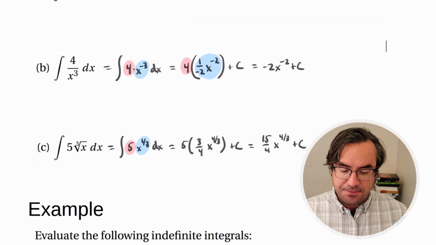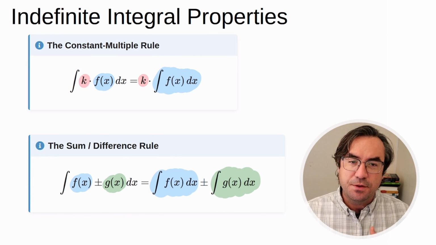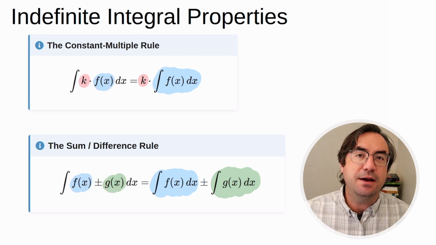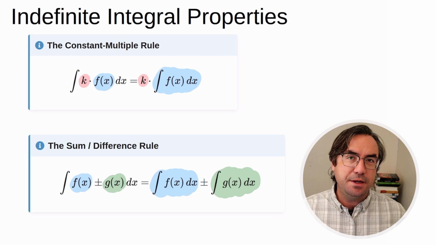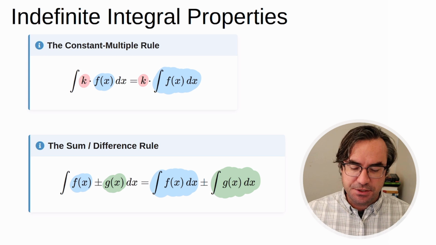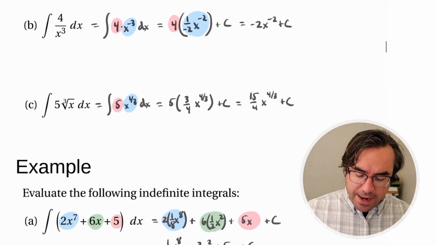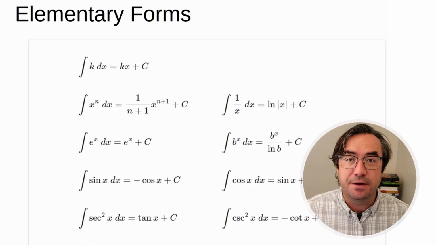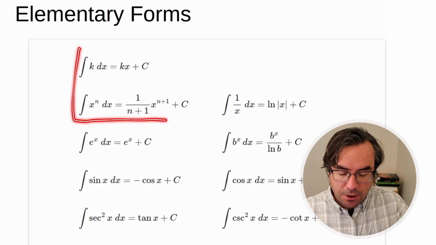Now these properties, these constant multiple rule properties and the sum difference rule properties, what this allows us to do is allows us to take different functions and really algebraically combine them to form new functions. So we're going to need some kind of building blocks to know what the antiderivative of some building block functions are. So far we've only been really dealing with power functions. Well, we have a whole bunch of elementary forms that we can memorize.